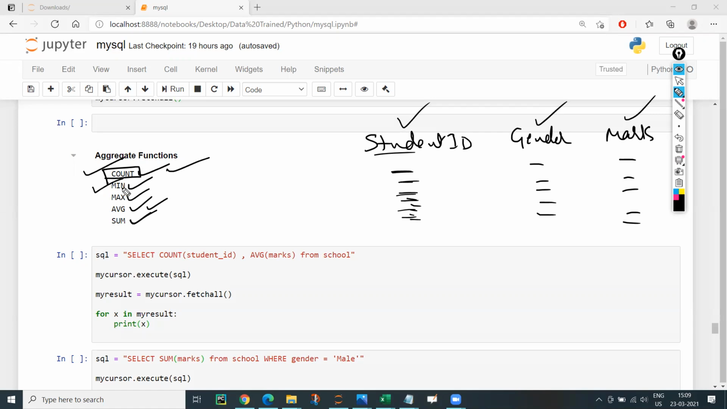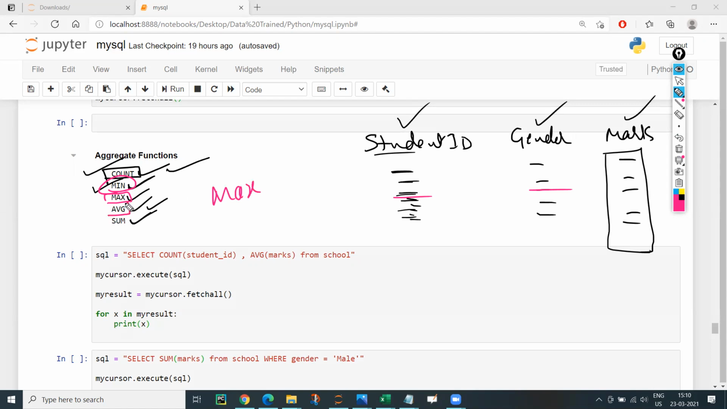When it comes to min, what is the minimum? Suppose I have marks here, maybe 1000 students' marks for a final year exam. If I want to know who got the minimum marks, the lowest marks, using a min function I will be able to find the minimum marks, and with respect to gender and student ID also I will be able to get it. At the same time, I will be able to find maximum marks. Who secured maximum marks in that particular college? I can select that just by mentioning the max function.